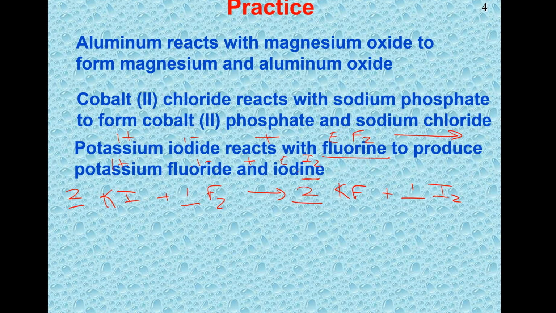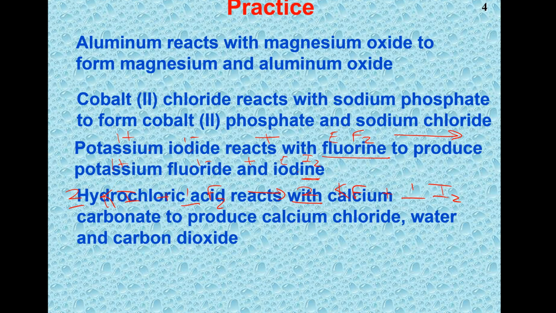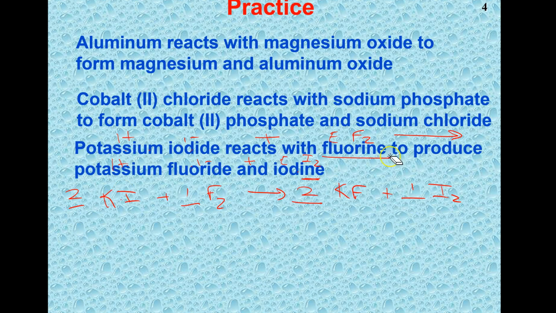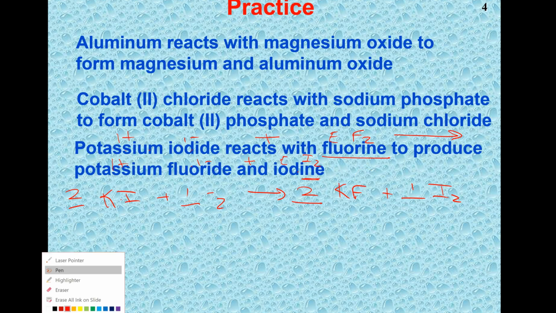Okay, so that one is an example where I have compounds, 2 words, drop and swap. 1 word means element, and fluorine is one of those elements you have to watch out for. 2 words, drop and swap; 1 word, watch out for diatomic elements.